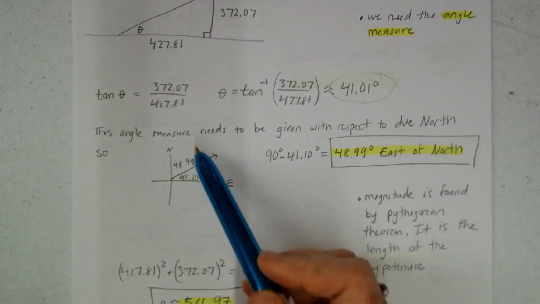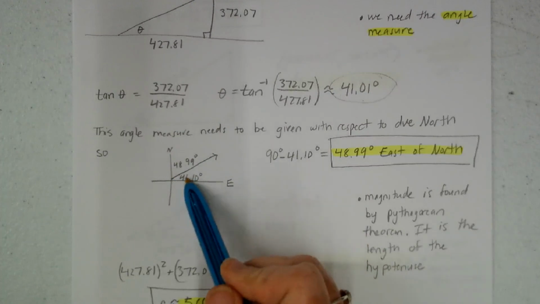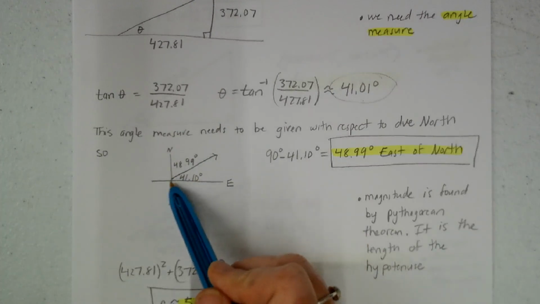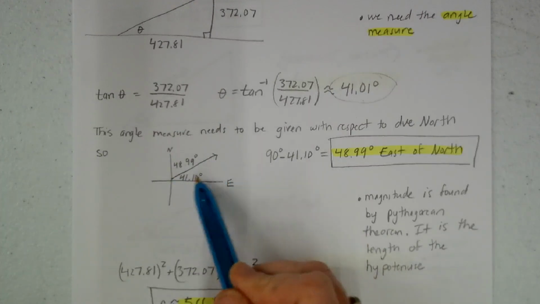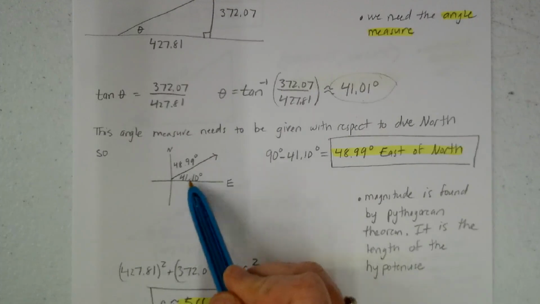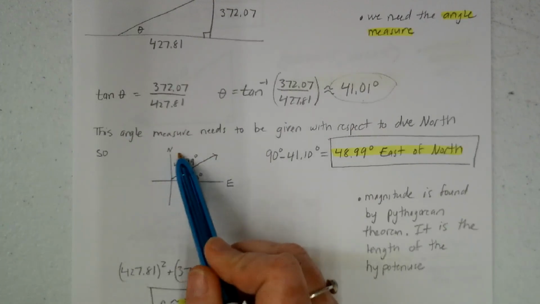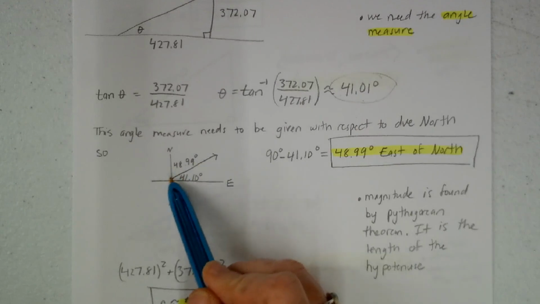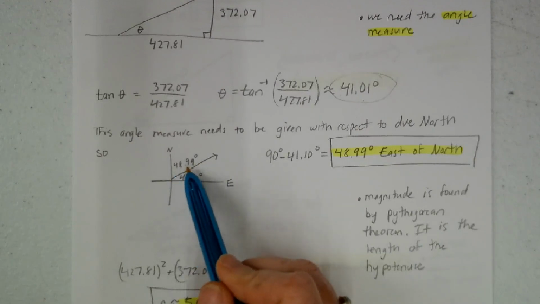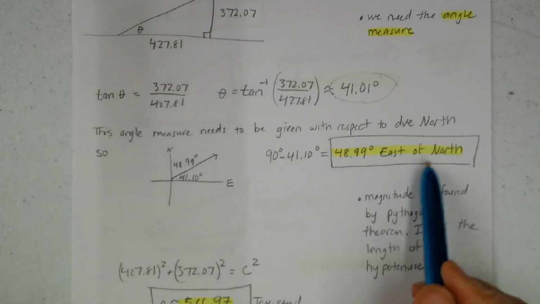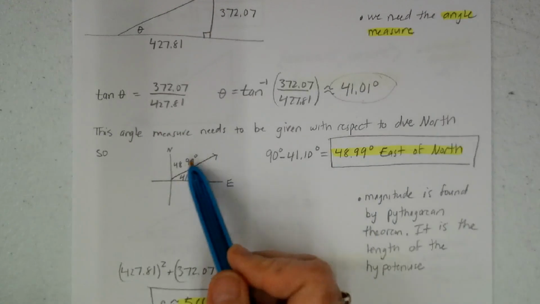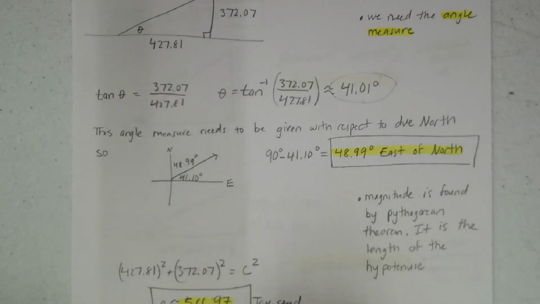So if that's north, this is how we like angles to be in math. We like to open from this horizontal axis here, and that's 41. But if I want to open the angle up from the north, that's going to be just 90 minus 41. And that turns out to be 48.99, and that's east of north.